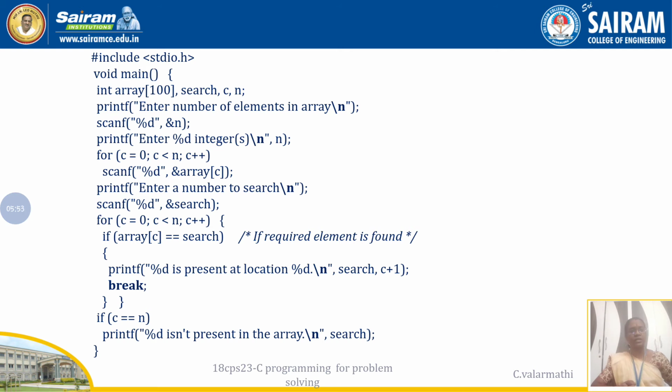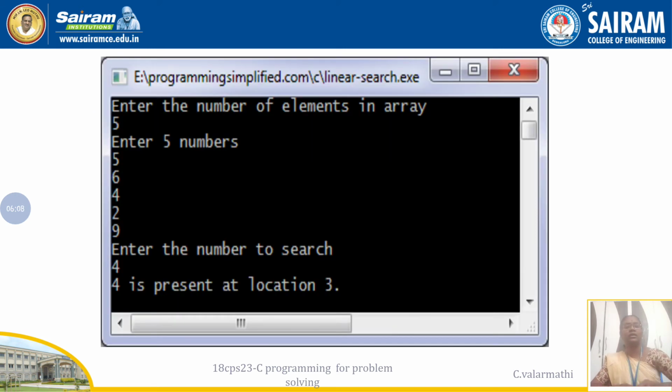So when the C value reaches its n value, in that case the element is not present, and we can convey this as a failure case. So printf: element is not present in the array. Likewise, I can convey. Alright, what is the output?